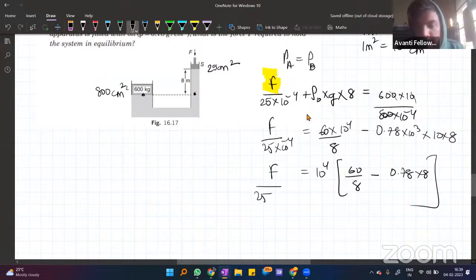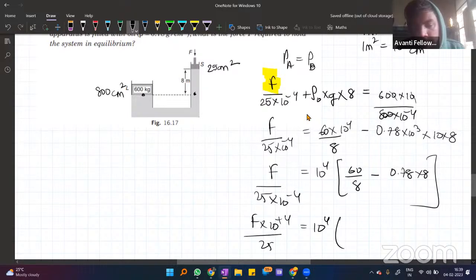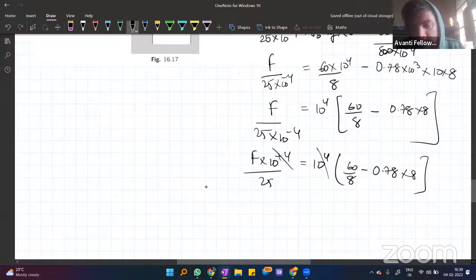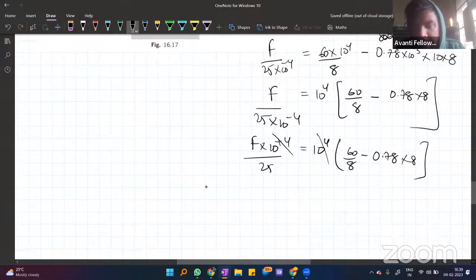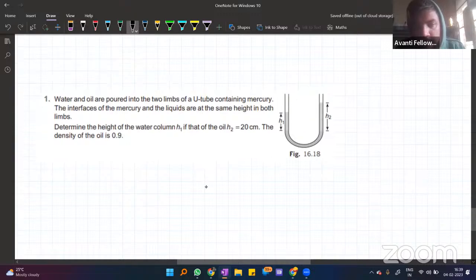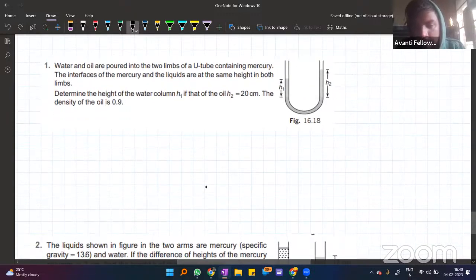F upon 25 into 10 to the power minus 4. So this will basically become 10 to the power plus 4 divided by 25, which is equal to 10 to the power 4 times 60 by 8 minus 0.78 into 8. 10 to the power 4 and 10 to the power 4 will get cancelled out, and you can easily find the value of F, right? Try to solve this question.